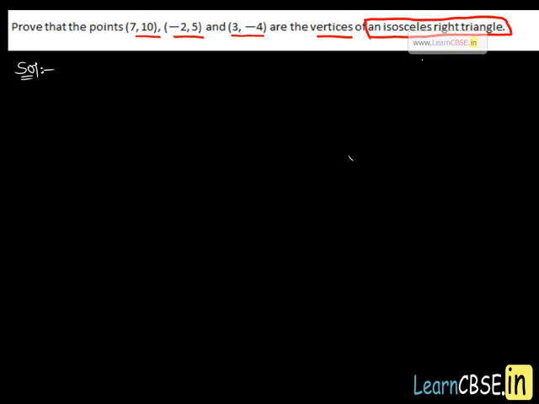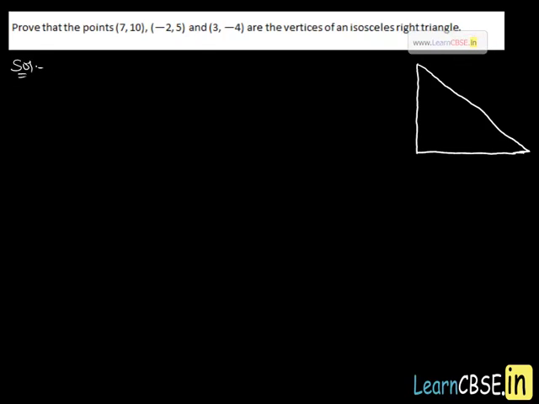Let us consider an isosceles right angle triangle. Here we have an isosceles right angle triangle. Let A, B, C be the given points. Then we have A is (7, 10), B is (-2, 5) and C is (3, -4). We have to prove A, B, C are the vertices of an isosceles right angle triangle.